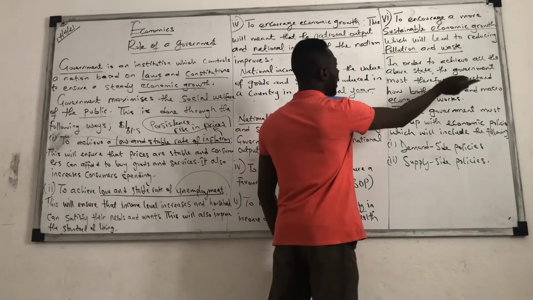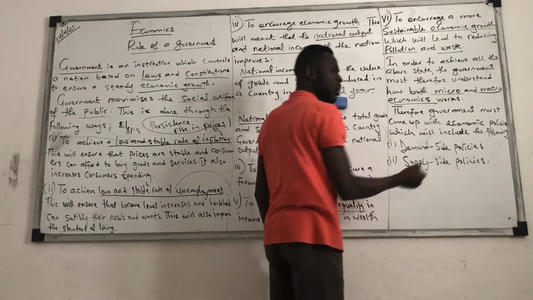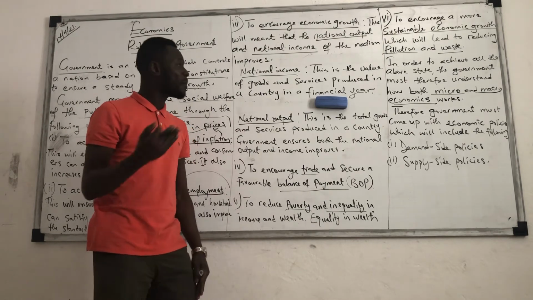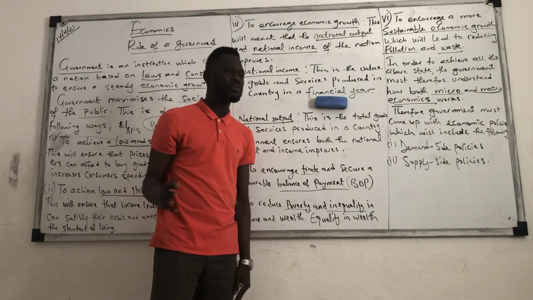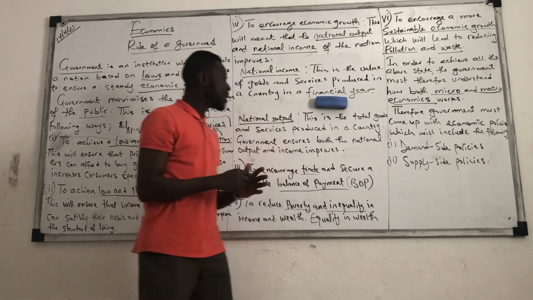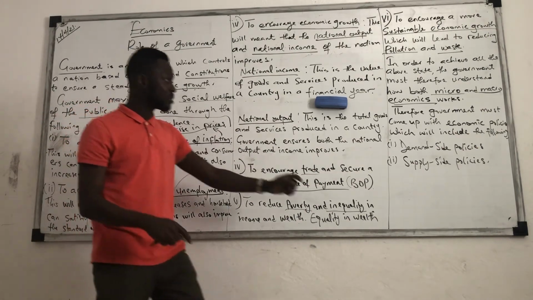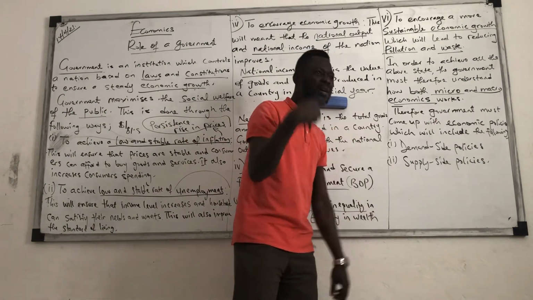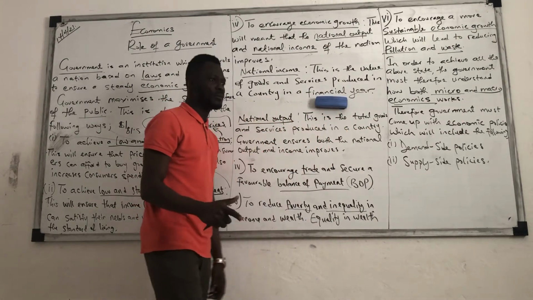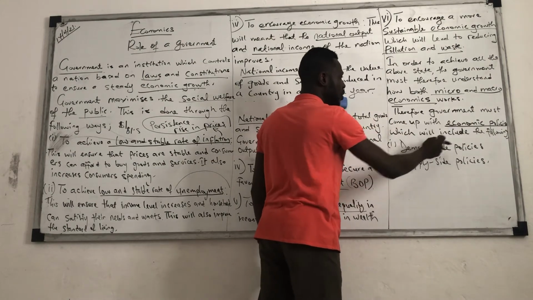In order to achieve all these things, government must therefore understand how both micro and macroeconomics work. In the last class, we talked about microeconomics, which talks about the demand and supply of a country. And we talked about macroeconomics, which talks about the aggregate demand and the aggregate supply. So government must ensure that it understands how the micro and macroeconomics work, because without micro and macroeconomics, we don't even have an economy. So government will ensure that they understand how both of them will work for the better of the society. Do we understand?